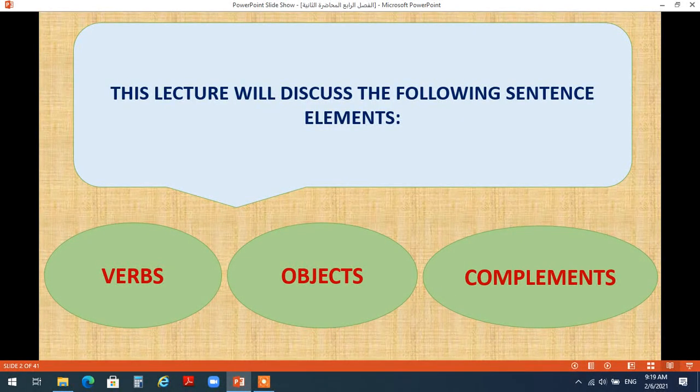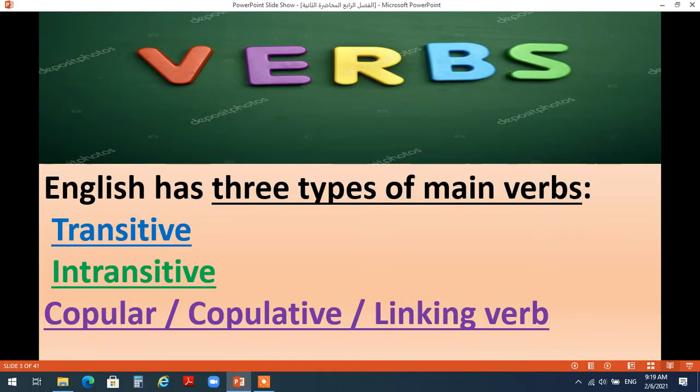In this lecture we are going to continue our discussion of sentence elements and patterns in English. As you remember, in our previous lecture we discussed the first sentence element, which is the subject. Now we are going to continue our discussion of the other sentence elements in English, and these sentence elements include verbs, objects, and complements.